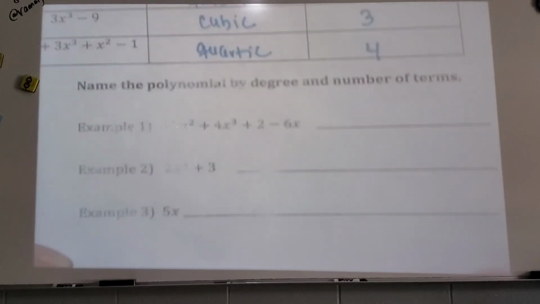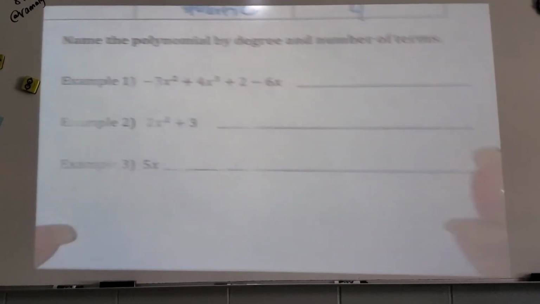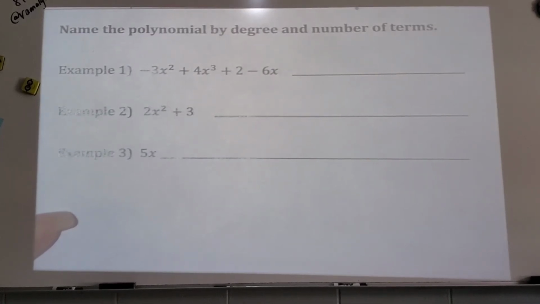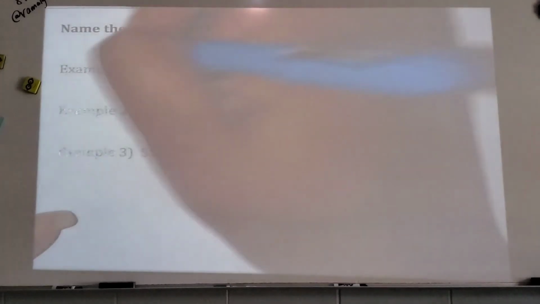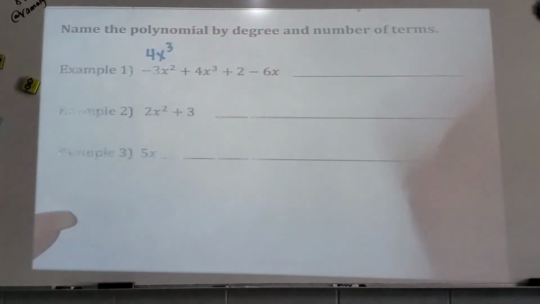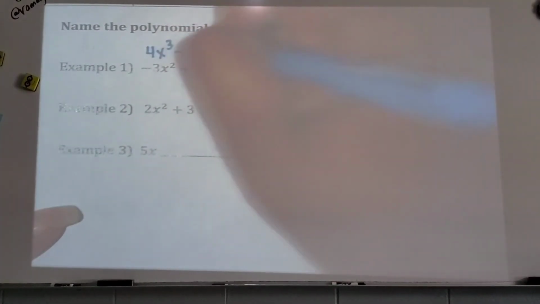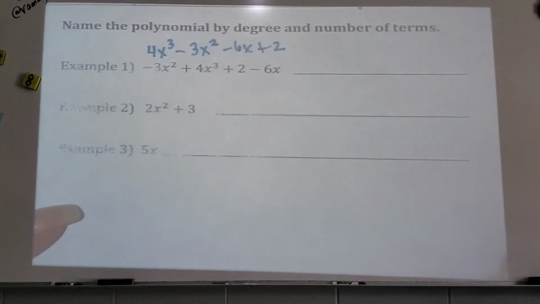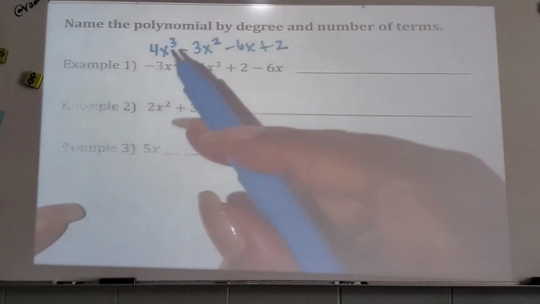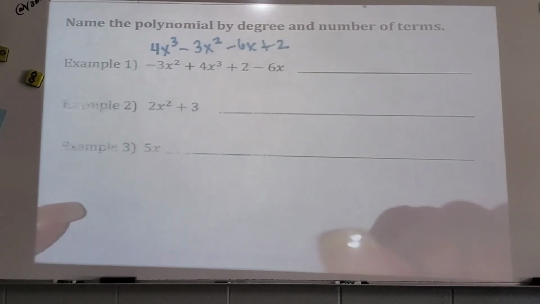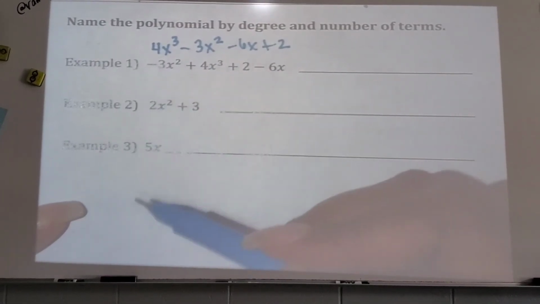Alright, we're going to name the polynomials by degree and number of terms. These are our examples. So for example 1, I have negative 3x squared plus 4x to the third plus 2 minus 6x. One thing that you may want to do first is rewrite this equation in descending form. When you rewrite the equation in descending form, that means you put the highest exponent, power, or degree in the beginning of the equation. So now I've rewritten it.